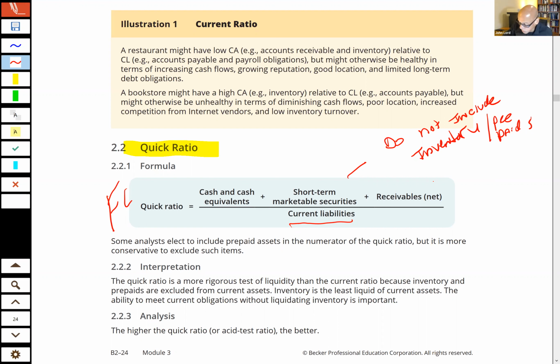Make sure too that we remember that our receivables net, what we mean by that is our accounts receivable minus the allowance for uncollectible, right? So they might not give us the net, we might have to calculate that. Okay, good. And again, the quick ratio is a more rigorous measure of the solvency, the liquidity of the company.